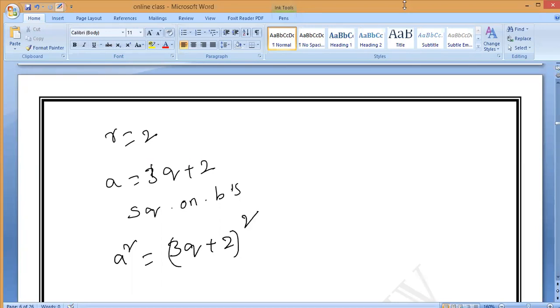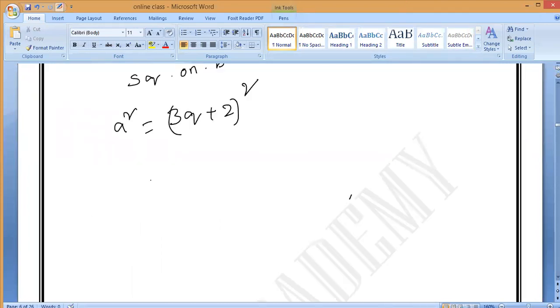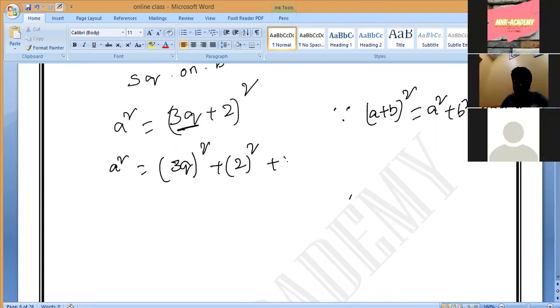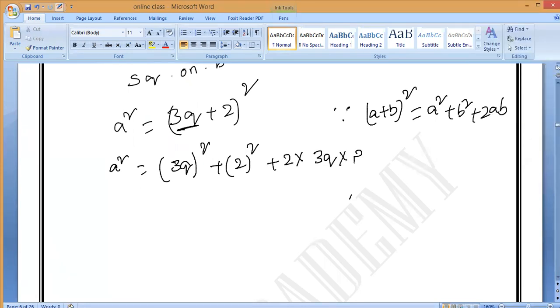So now tell again. It looks like a plus b whole square, correct? Now you see. Now Pranav, everybody solve it. 3, ma'am, 3 square is 9, ma'am. This is like a plus b whole square: a square plus b square plus 2ab. So a square equal to 3q whole square plus 2 square plus 2 into 3q into 2. Good.